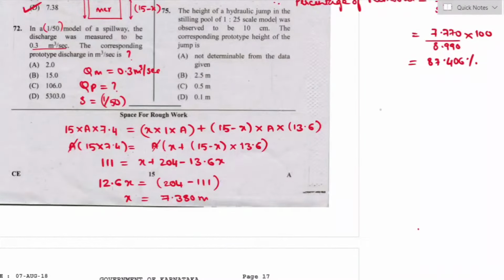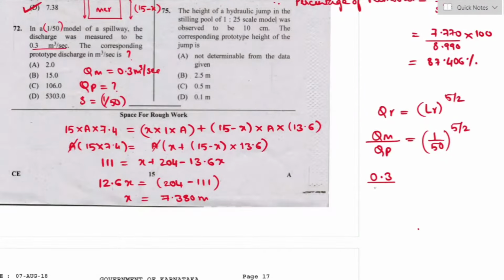So we know that relative discharge is equal to scale ratio to the power of 5/2. Relative discharge is the ratio of model discharge divided by prototype discharge. Scale ratio is 1/50th model. So 1/50 to the power of 5/2. Model discharge is given as 0.3 meter cube per second.